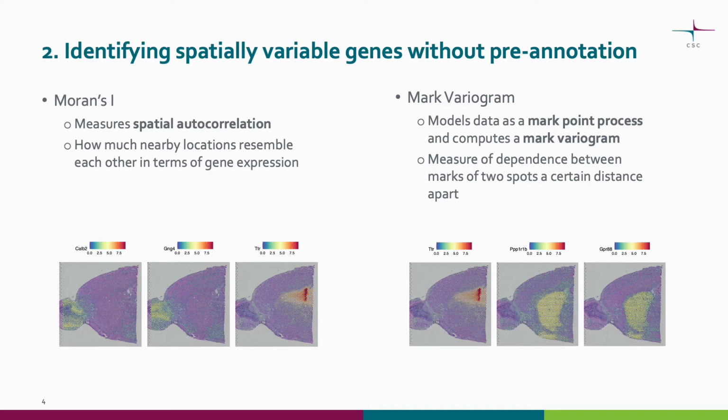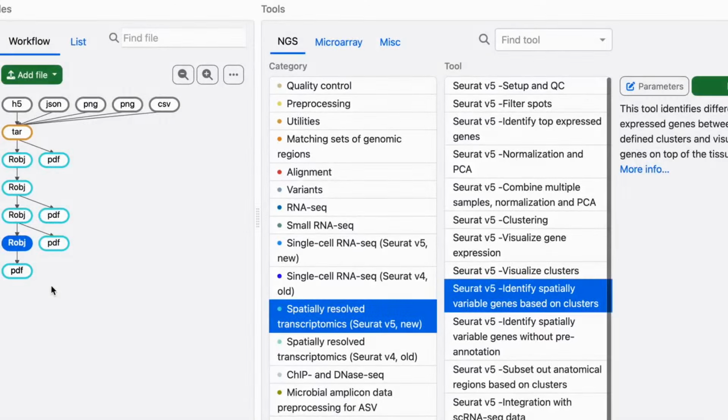The marked variogram method models the spatial transcriptomics data as a mark point process and computes a marked variogram. The variogram is a measure of the dependence between the marks of two spots that are a certain distance apart. As you can see, there can be differences between the identified genes, so you can also try out both methods. Now let's take a look at how to use these tools in Chipster.